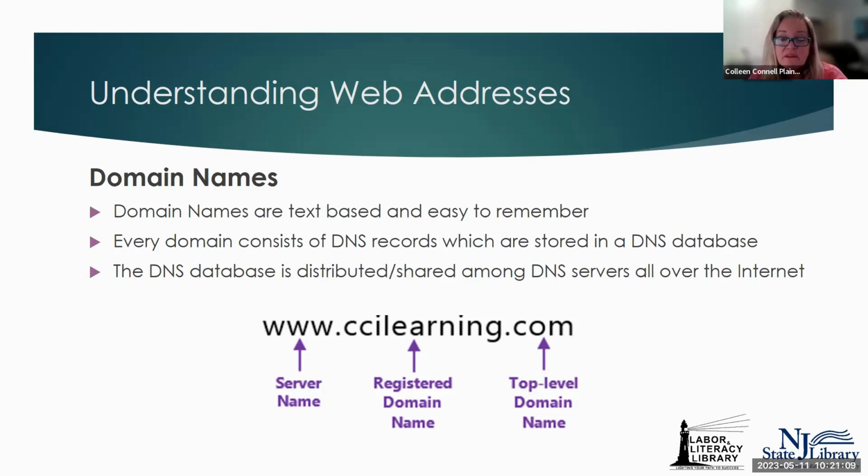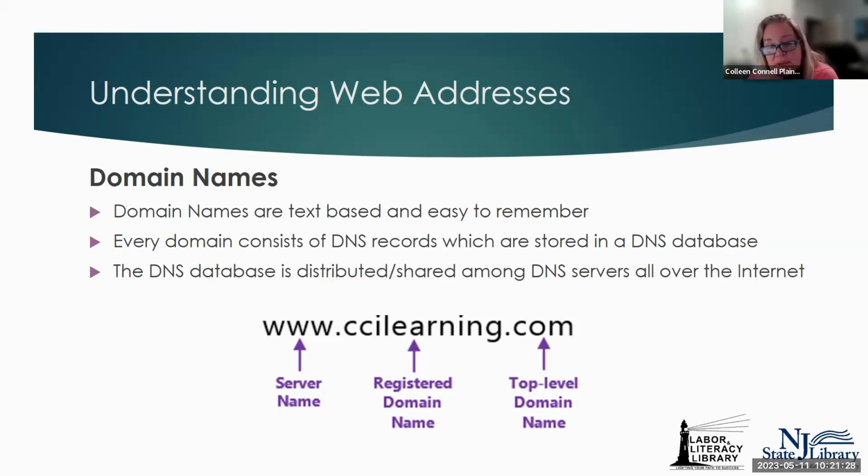At the end, you can see the top level domain, which identifies the category or the type of website: .com, .net, .edu, etc. Every domain name ends with the top level domain label. So we'll see more examples on the next slide.